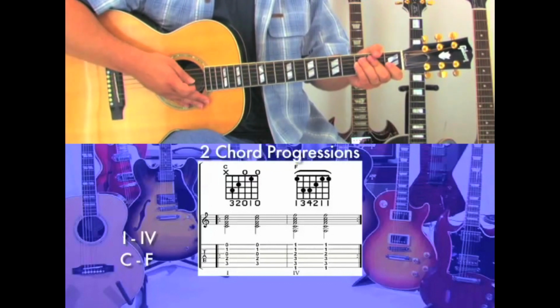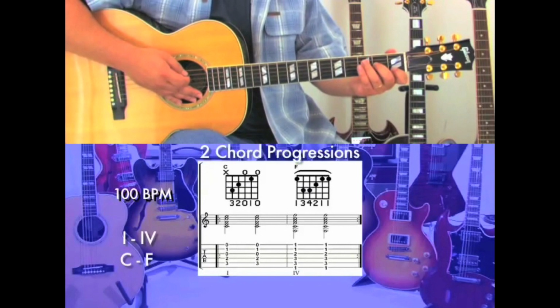Here's the 1-4 progression at 100 BPM. 1, 2, 3, 4.